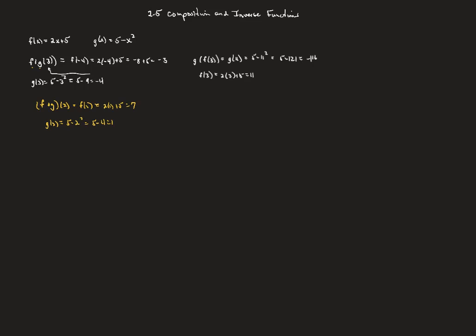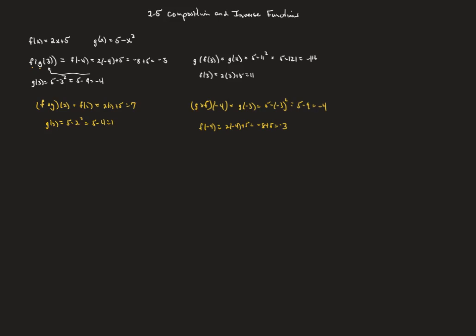And similarly, we can get g composed with f of, say, negative 4. So that means we're going to have to first find f of negative 4, which is going to be 2 times negative 4 plus 5. So negative 8 plus 5 is negative 3. So this becomes g of negative 3, and that's going to become 5 minus negative 3 squared, which is 5 minus 9, and we'll get negative 4.